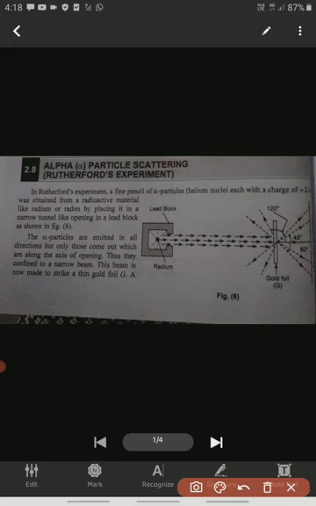Once again, repeating the same points: in this experiment we have a lead block with radium material inside, a gold foil, and a screen. The radium emits alpha particles, which move like this and collide with the gold foil, and they are automatically deflected. These alpha particles are deflected in different directions.